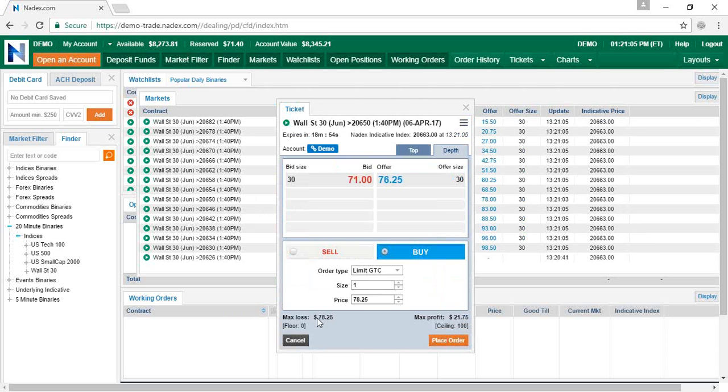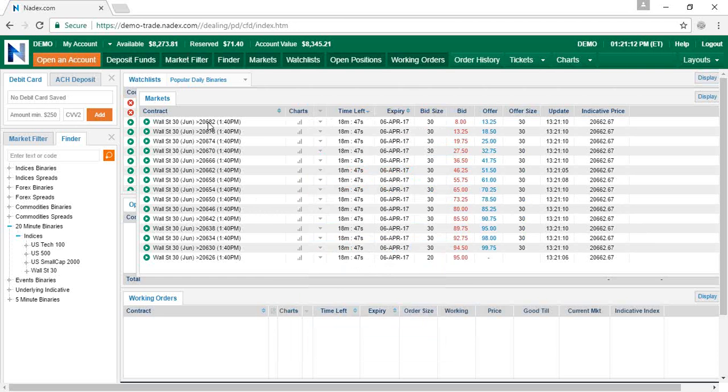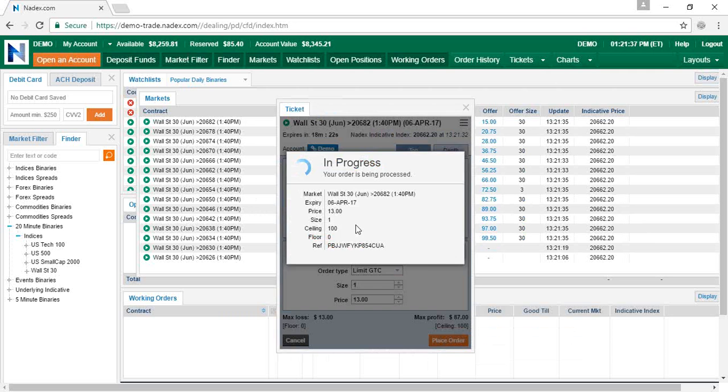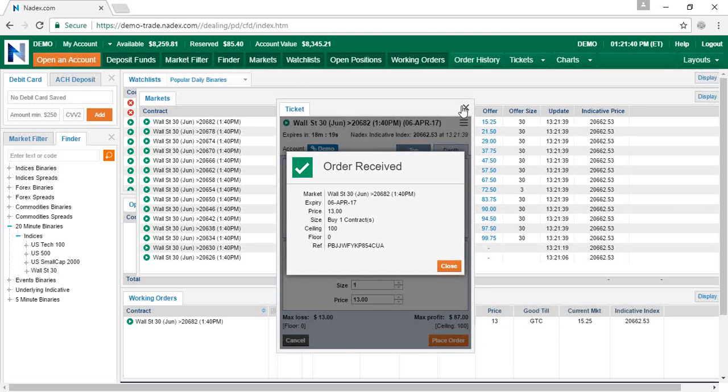Ooh, max loss 78, max profit 21. I'm going to risk 78 to make 21. I don't like that. What about this one up here? All right, if I want to buy this one, oh, I only got to risk $13 to make 87. And boom, I want to do that. I mean, the market's going up. I was on that webinar. I watched some of those other webinars that taught me when the market's going up, you buy. So I'm just going to go in and I'm just going to buy, right? And that's what you do.